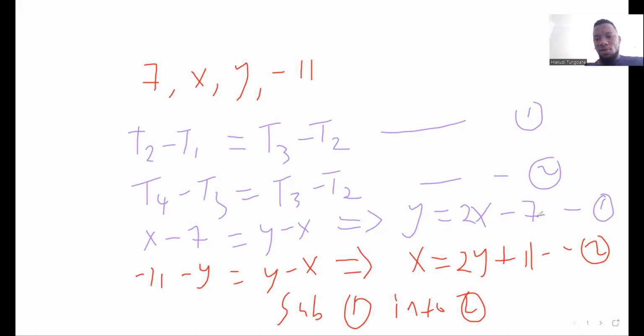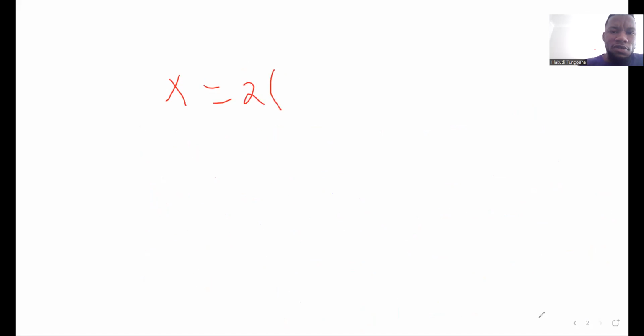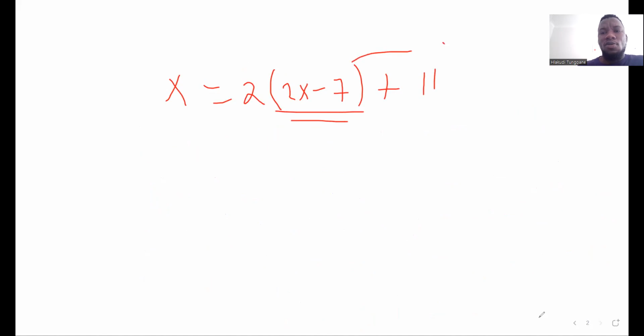Let's just try to write neatly. Yeah, so you're going to have 2. What's y? Remember, we're substituting y, which is 2x minus 7. That's 2x minus 7 plus 11. This is what we substituted for y, right? Which is y equals 2x minus 7. This is equation 1.